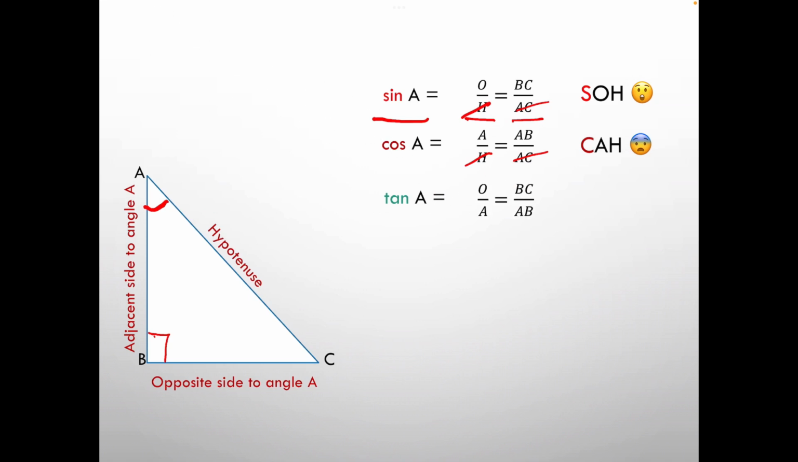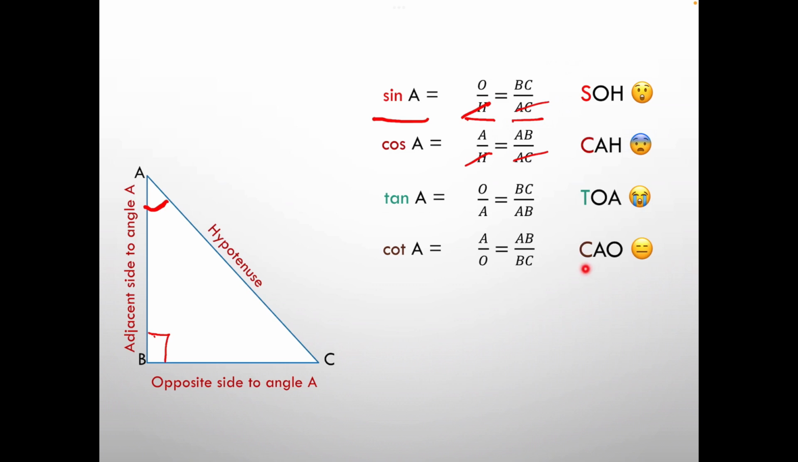Tan is nothing but O divided by A, that means BC by AB, TOA. Now you are in tears, right? T for tangent, O opposite side, A adjacent side. So ka TOA. Okay. Now as I told you, cot is reciprocal, so it will be A by O, AB by BC.